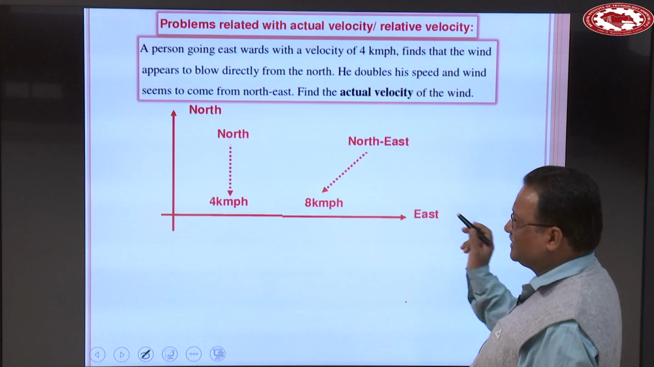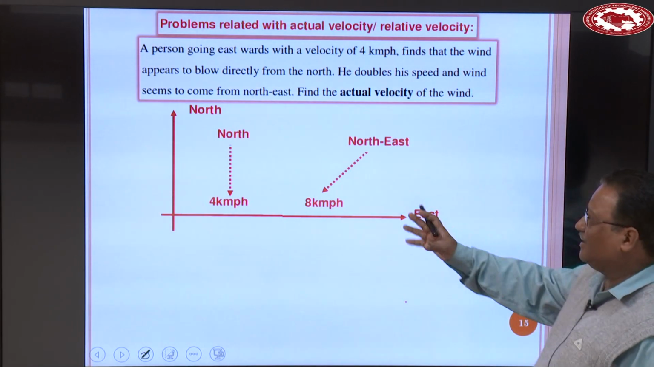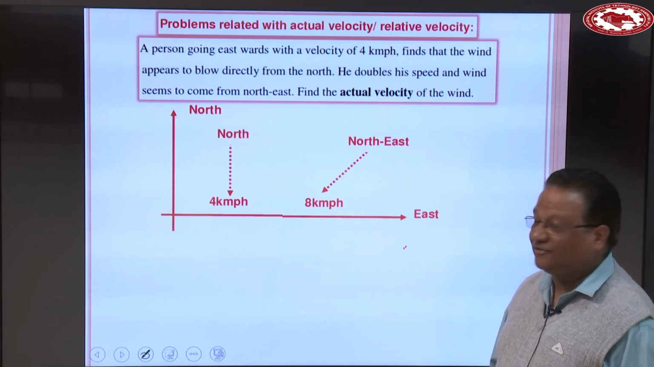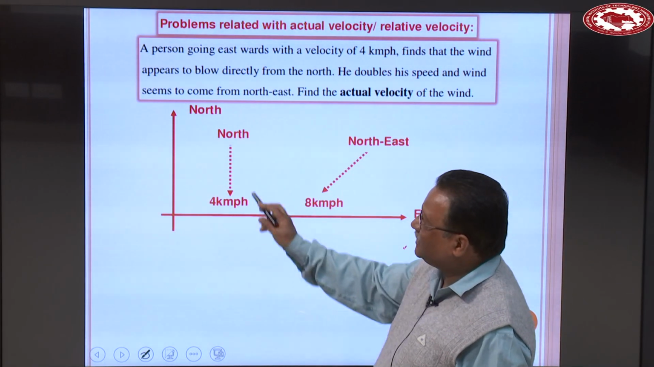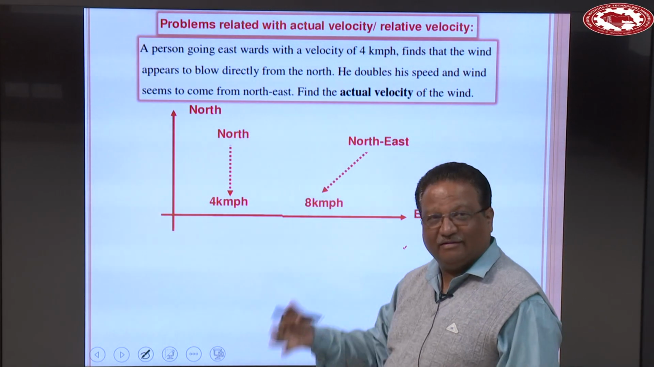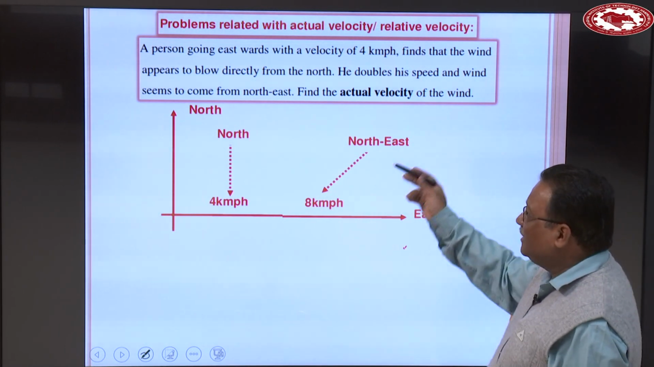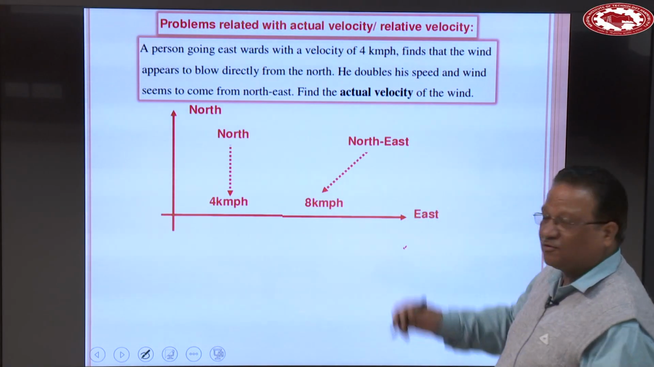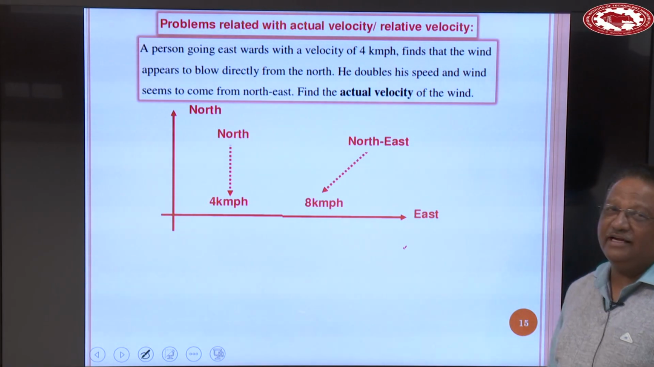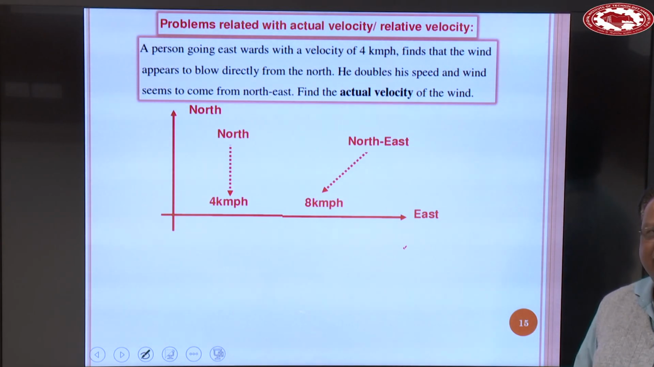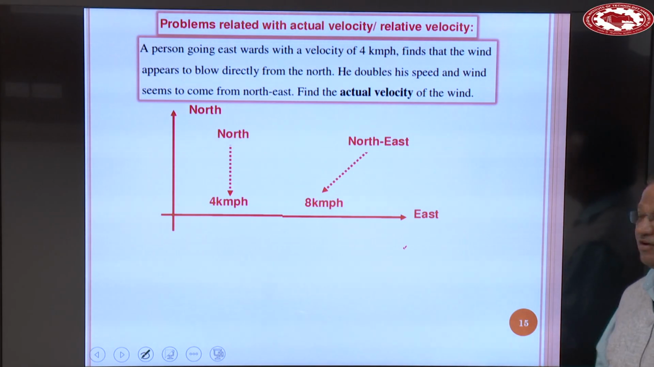So this one is east. Okay, तो उसको ऐसा लग रहा है कि अब जो हवा है वो नॉर्थ ईस्ट से आ रही है. तो जब स्पीड उसकी 4 km/h थी तो हवा नॉर्थ से आ रही थी, और जैसे उसने स्पीड डबल किया तो विंड उसको नॉर्थ ईस्ट से आती अपीयर हो रही है. Okay. Find the actual velocity of the wind. Very interesting.